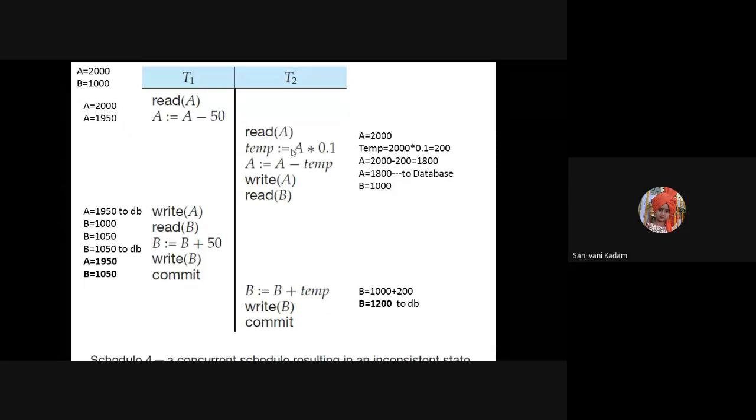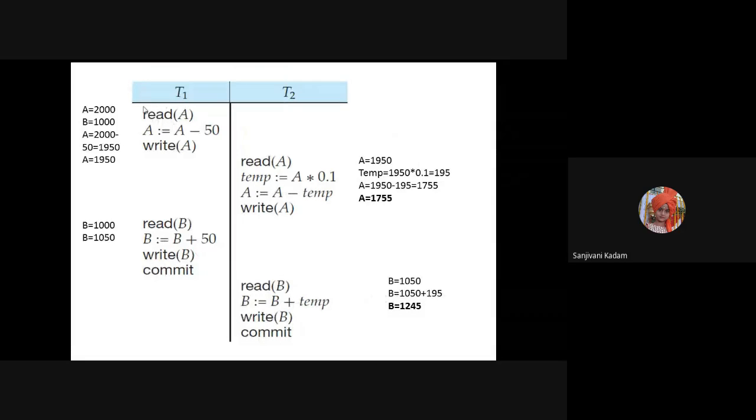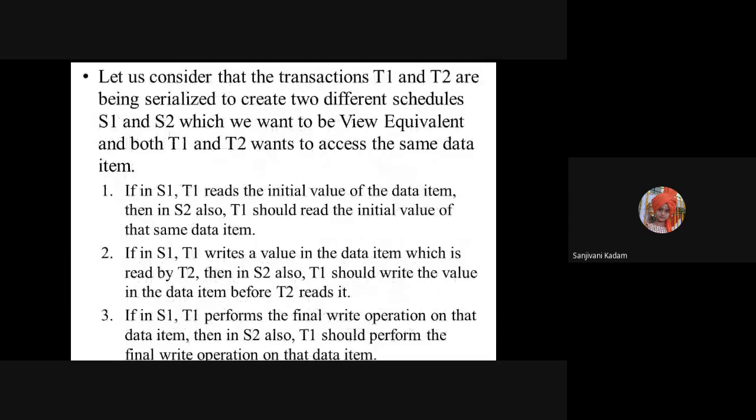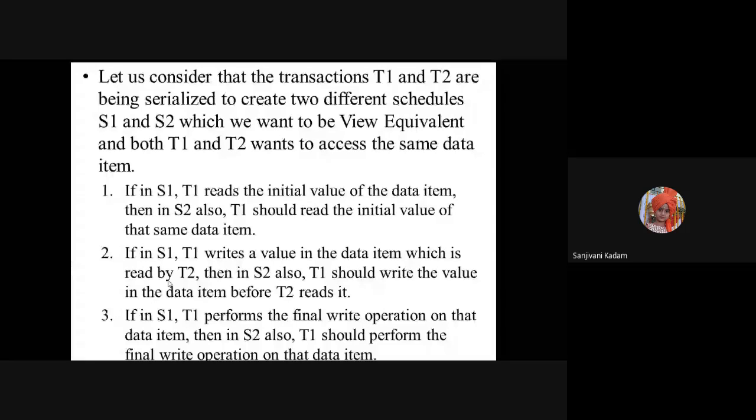Then we are checking the first condition: whether T1 is performing the initial read in the first schedule, and whether T1 is also performing the initial read in the second. If both are performing the initial read, then the first condition is satisfied. Now let us go to the other conditions. The next condition is that if in S1, T1 writes a value in the data item, that is, a write A operation is performed which is read by T2, then in S2 also, T1 should write the value in the data item before T2 reads it.